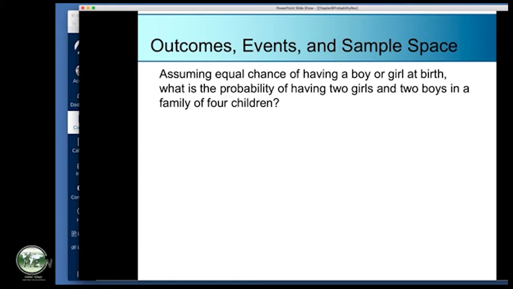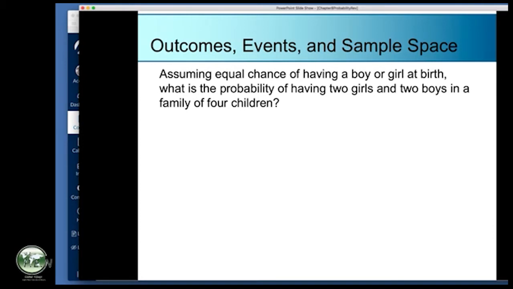50-50 seems reasonable. 4 children, half are girls, half are boys. That seemed like 50-50 because there's a 50-50 chance. But let's get to our counting. How many different types of families can you have with 4 children?